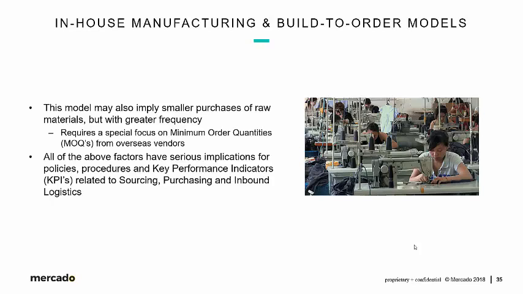This requires a special focus on minimum order quantities from those overseas vendors. An MOQ, as it's called, that's the minimum amount required to buy from a vendor overseas, regardless of how much we need. We might need only 500 units of a given raw material for a specific customer order, but the MOQ from the vendor is 1,000. That's another consideration we have to deal with. All of these factors have serious implications for policies, procedures, and key performance indicators, KPIs, related to sourcing, purchasing, and inbound logistics.